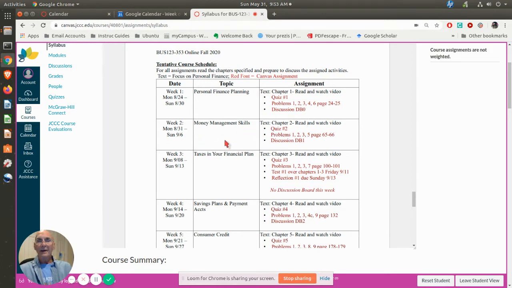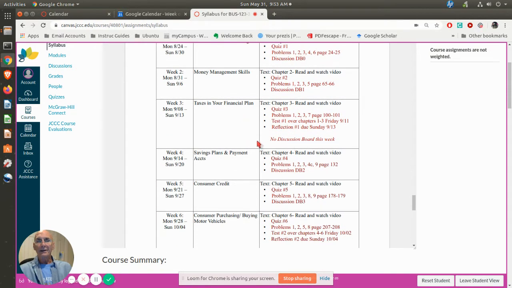Week 2, we get into money management skills, and you can see there's a quiz due by Thursday, problems by Sunday, and the discussion board where you make your initial post by Thursday, and 3 significant responses to others by Sunday. You can see we'll get into taxes, and because there's a test that week, the test will be on Friday, and you can do the tests anytime between early in the morning and midnight on Friday. It must be done only on Friday. Once you start, you have 50 minutes to get it completed. All of the tests are going to be multiple choice.